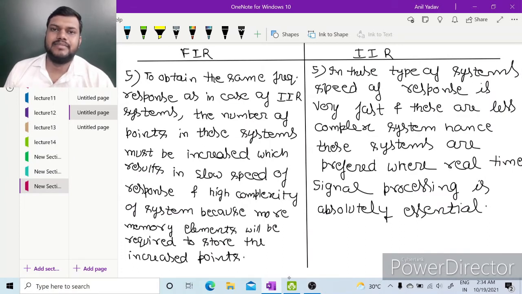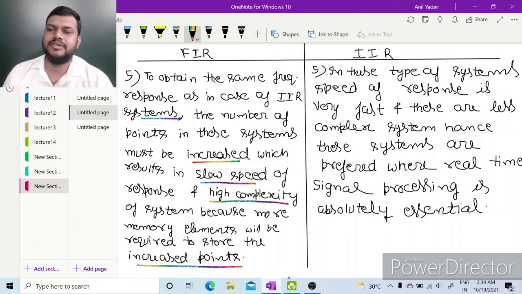So in a finite impulse response system, to obtain the same frequency response as in case of an IIR system, the number of points in these systems must be increased, which results in slow speed of response and high complexity of the system because more memory elements will be required to store the increased points. In IIR type of systems, speed of response is very fast and these are less complex systems, hence these systems are preferred where real-time signal processing is absolutely essential.